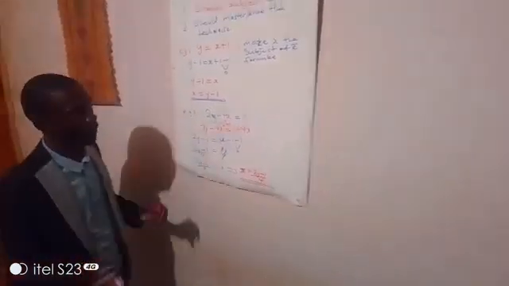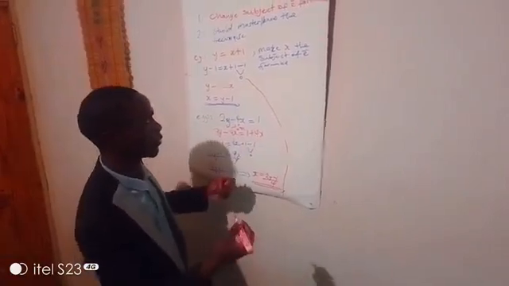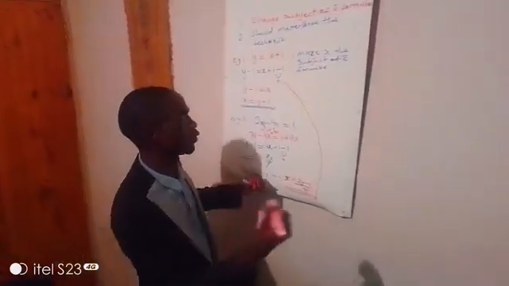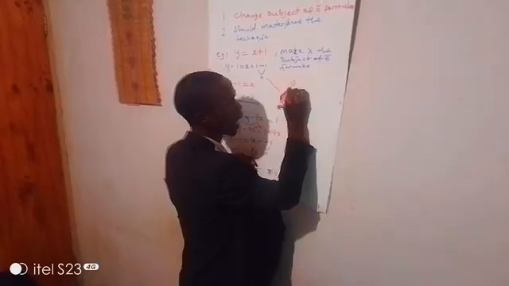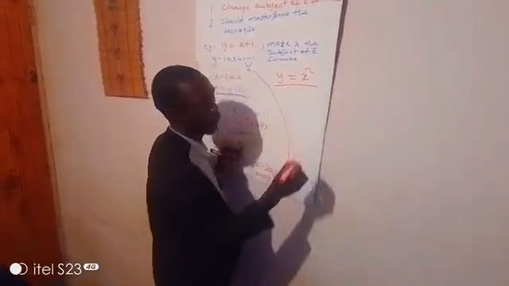Okay, on your own, can we solve this one? Can we find the subject? Can we make x the subject of the formula when you are given y is equal to x squared? Do it on your own. Thank you.